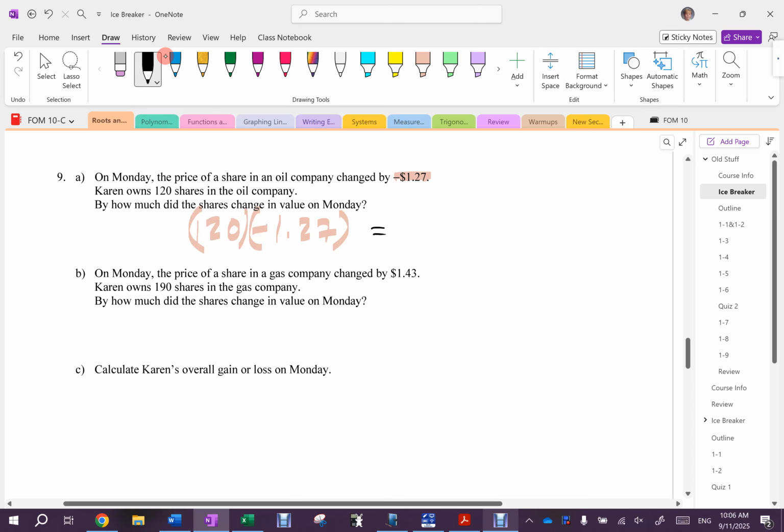And 27 is pretty close to a quarter, yes? So a quarter of 120 is 30. So this answer better be pretty close to -150, yeah? And what is it? -152.30. The power of estimation.